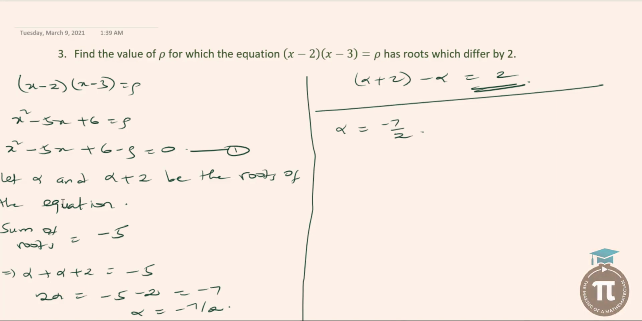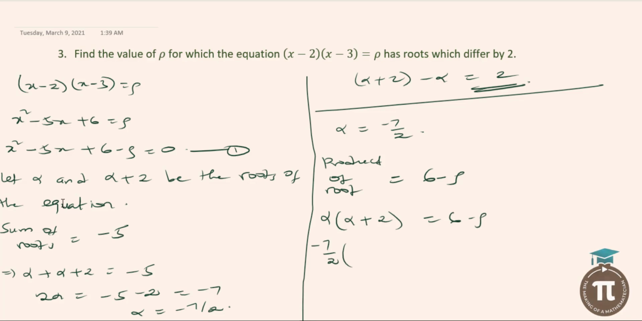Now, we need to find rho. Don't forget, the product of roots is equal to the constant, that is 6 minus rho. So again, the product of roots means alpha multiplying alpha plus 2, which is equal to 6 minus rho. But alpha is minus 7 over 2. So I have minus 7 over 2 multiplying minus 7 over 2 plus 2 is equal to 6 minus rho. This is minus 7 over 2, minus 7 plus 4 will give me minus 3 over 2, is equal to 6 minus rho.